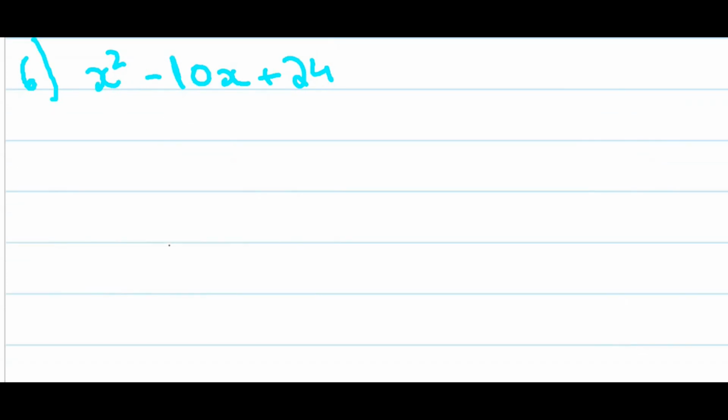Moving on to part 6, your question is x squared minus 10x plus 24. Now we need two numbers such that when we add or subtract them, we get minus 10x, and when we multiply them, we get plus 24. Now these two numbers can be minus 6, minus 4. When you do minus 6 with minus 4, you get minus 10. And when you multiply minus 6 with minus 4, you get 24, as when you multiply minus with minus, you get plus.